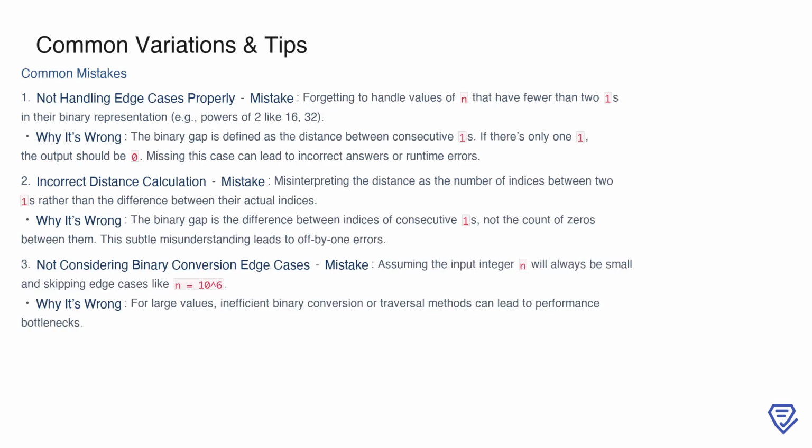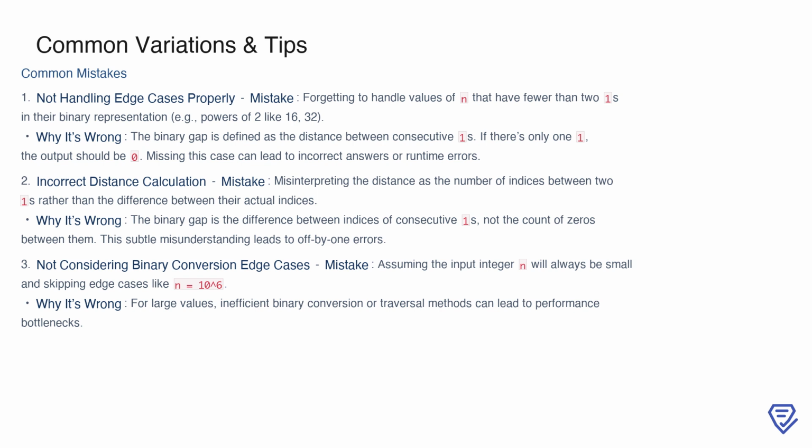When working on the binary gap problem, there are a few common mistakes to watch out for. First, not handling edge cases properly can lead to incorrect results. For example, if the input number has fewer than 2 ones in its binary representation, such as powers of 2 like 16 or 32, there's no gap to measure.